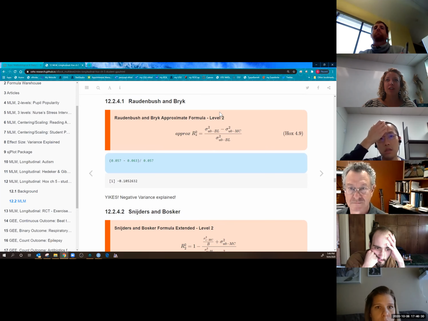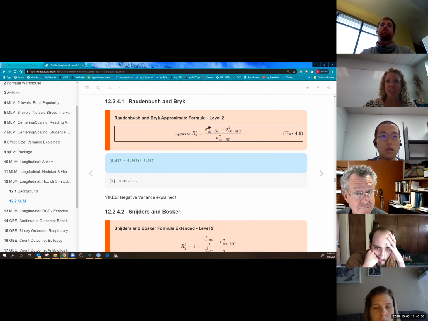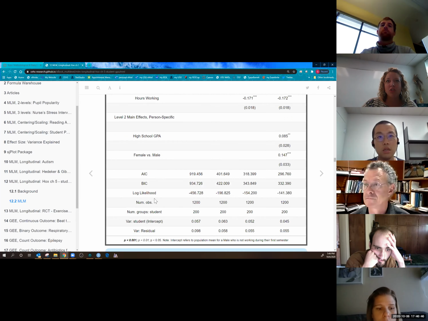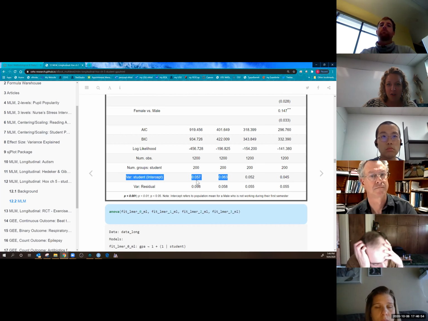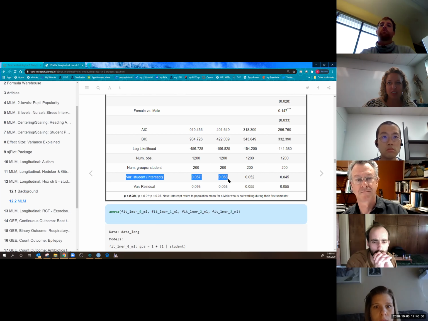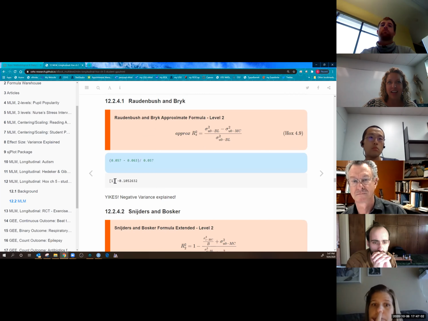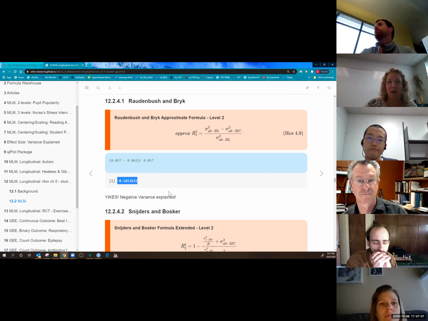You can do R squared at level 2, and that's where we get this negative variance. So look at this formula. It only is looking at the change in random intercept variance. Now, in this formula, or this table, what happened to our student level variance between the first two models? It went from 0.057 up to 0.063. So when you subtract those, you get a negative number. And so this is the problem.